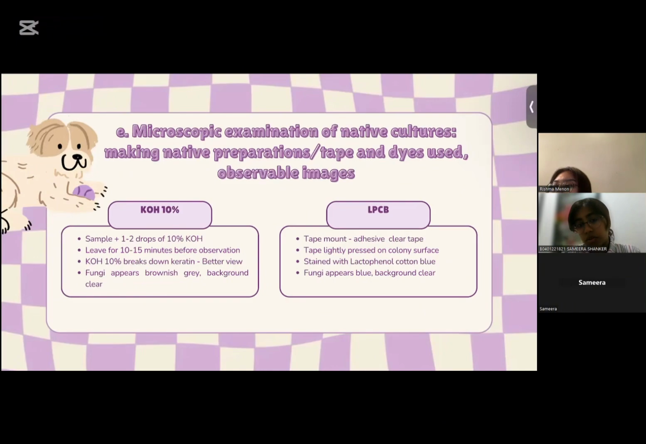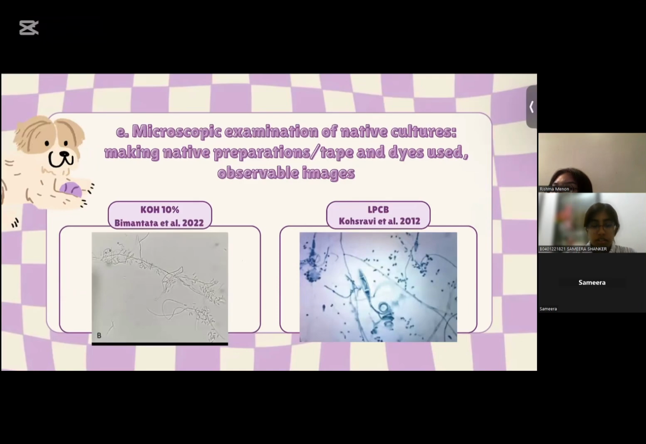With lactophenol cotton blue, usually a tape mount is used, where adhesive clear tape like cellophane is lightly pressed on the colony surface and then stained with lactophenol cotton blue, and the fungi appear blue with the background clear. So this is the picture of KOH 10% on the left-hand side. As you can see, the fungal structure is brownish gray with a clear background, and with lactophenol cotton blue, the fungal culture is clearly stained blue.